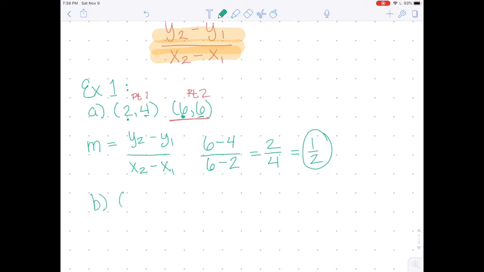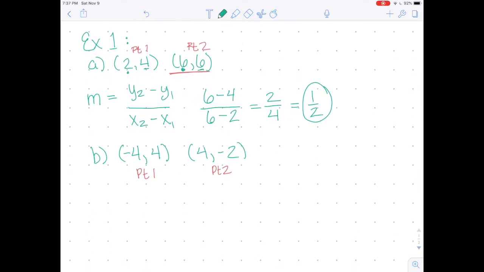Part B says the 2 points are (-4, 4) and (4, -2). Now again, I'm just going to make the second one point 2, the first one point 1. You can do it the other way, you will get the same answer. So it does not matter which one you pick to be point 1. So slope is y2 minus y1 over x2 minus x1.